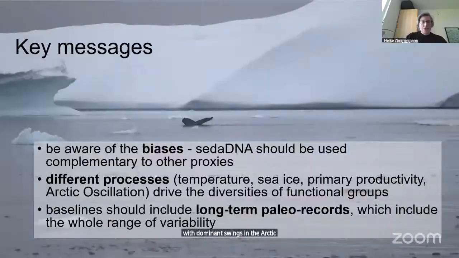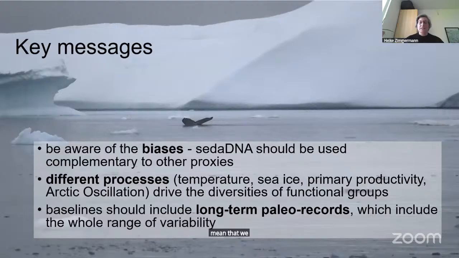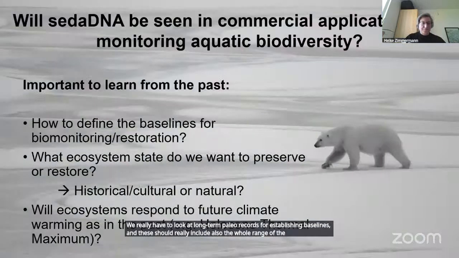Oscillation. So the key messages are really to be aware of the biases and that different processes can drive the diversity of functional groups. And here we see that it was related to temperature, sea ice, primary productivity, and even the Arctic Oscillation. So all these processes mean that we really have to look at long-term paleo records for establishing baselines, and these should really include also the whole range of the variability.